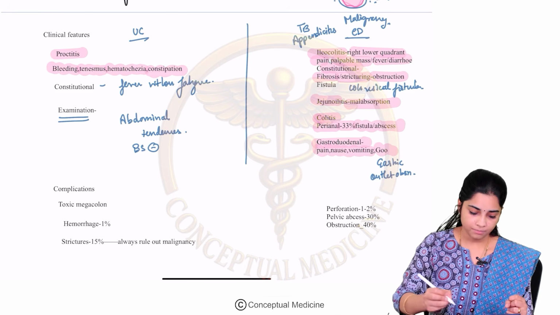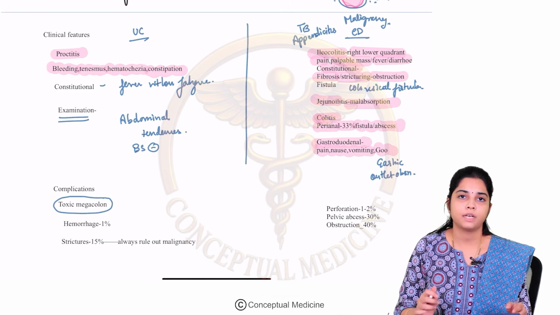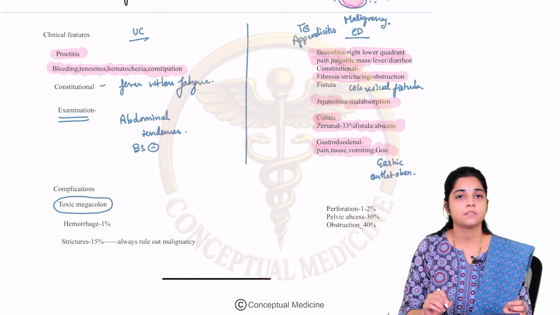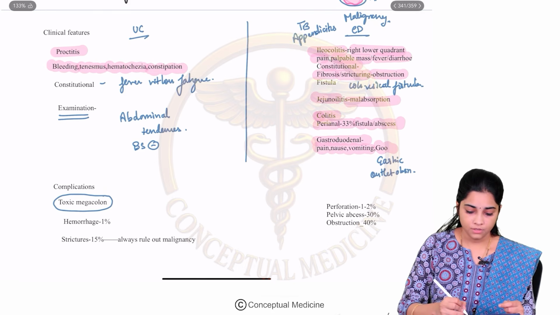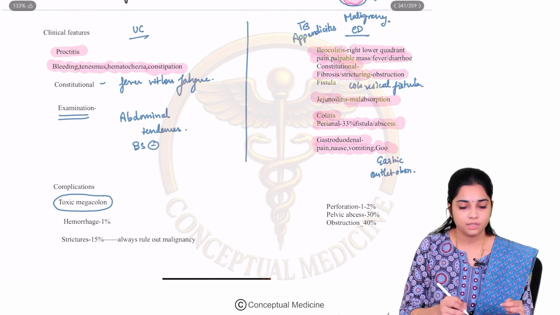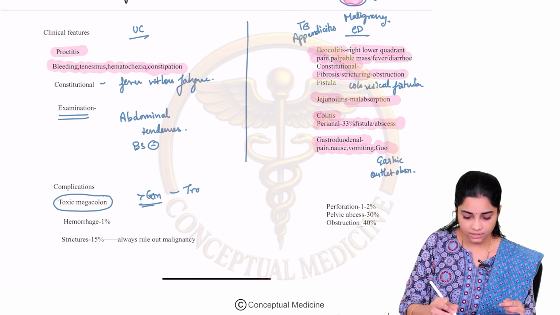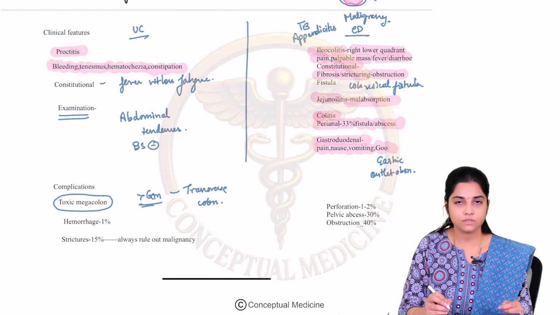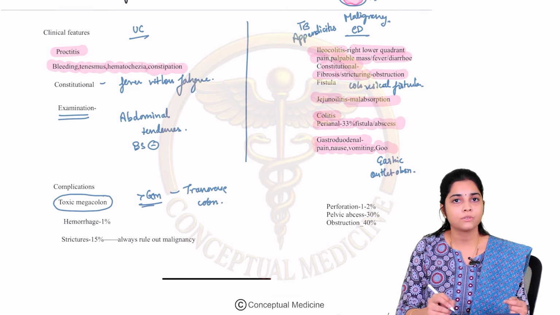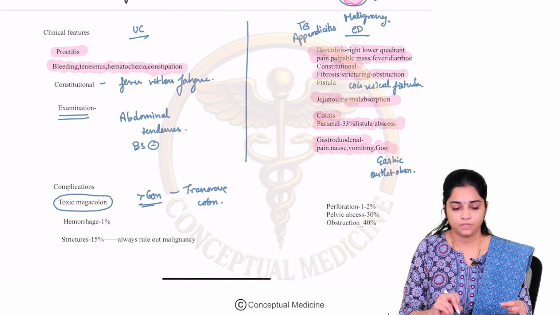Let us look at the complications. A very important complication seen in ulcerative colitis: if an ulcerative colitis patient presents with abdominal pain, always rule out toxic megacolon. So, when do you call it a toxic megacolon? When the transverse colon diameter is more than 6 cm. This is called toxic megacolon. You can have toxic megacolon, and you can have constipation and obstipation.